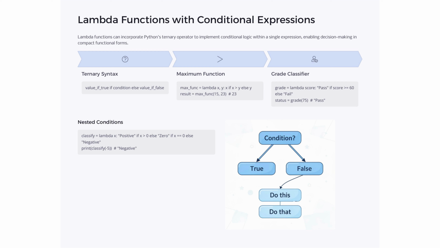Lambda functions can utilize Python's ternary operator for concise conditional logic. For instance, a lambda can determine the maximum of two numbers: max_func = lambda x, y: x if x > y else y. Similarly, a grade classifier can be implemented: grade = lambda score: 'pass' if score >= 60 else 'fail'. These examples illustrate compact decision-making.